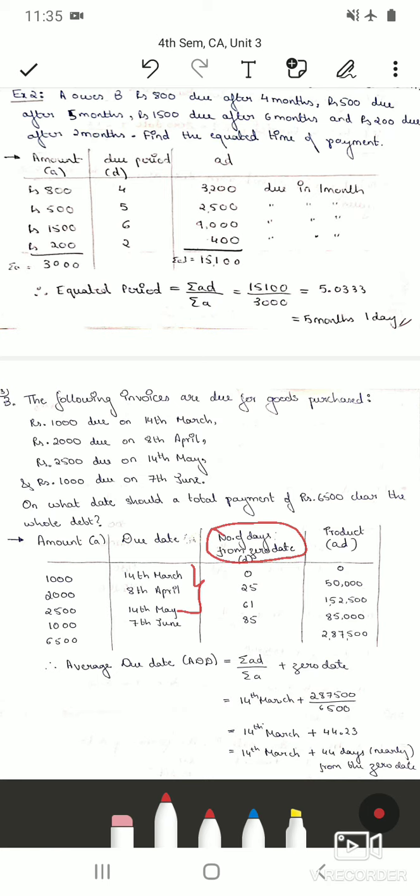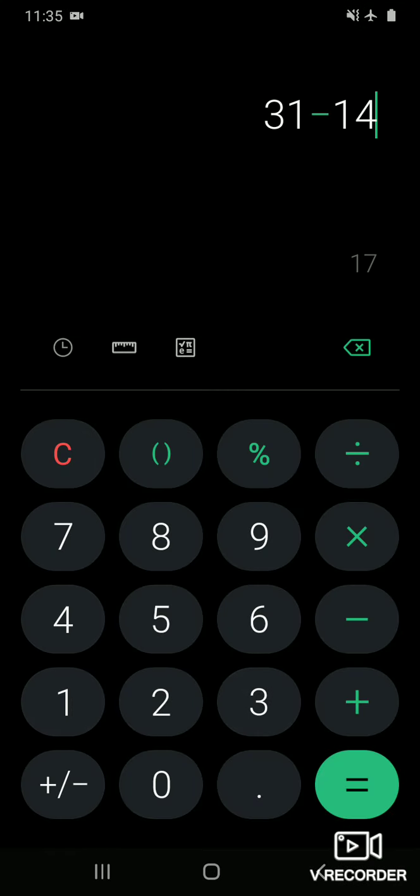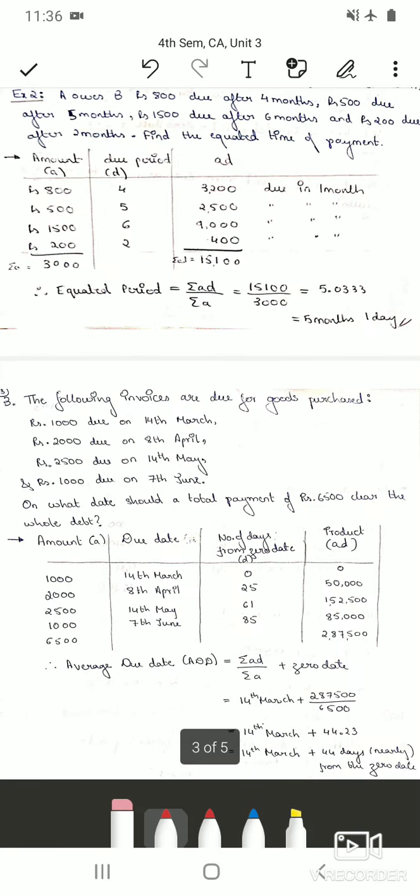Next you have to calculate number of days from 14th March to 14th May. Why? Because here we are taking number of days from 0 date. So here 14th March is your 0 date. Now we have to find how many days are there between 14th March and 14th May. So 31 minus 14, because March has 31 days. Out of that, the 14th day is the date on which the bill is due. Therefore it is 17 days, plus April has 30 days, plus May has 14 days. So it is 61. So number of days from 14th March to 14th May is 61.